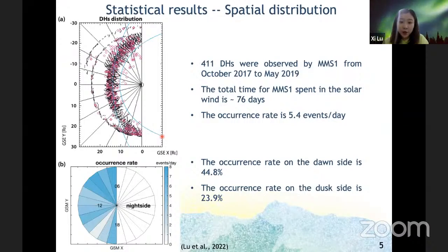411 density holes were observed by MMS-1 from 2017 to 2019. The pink diamonds here represent the density holes we identified, and black curves are MMS-1's trajectories. Blue curves are the estimated bow shock and magnetopause. The occurrence rate is 5.4 events per day, since the total time MMS-1 spent in the solar wind during this time period is 76 days. The occurrence rate on the dawn side, which we refer to as 6 to 10 MLT, is 44.8%, and on the dusk side, which we refer to as 14 to 18 MLT, is 23.9%.